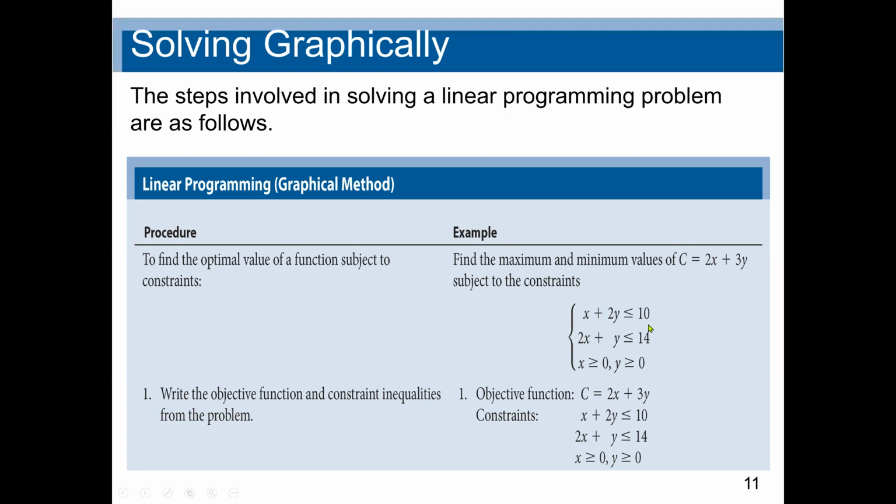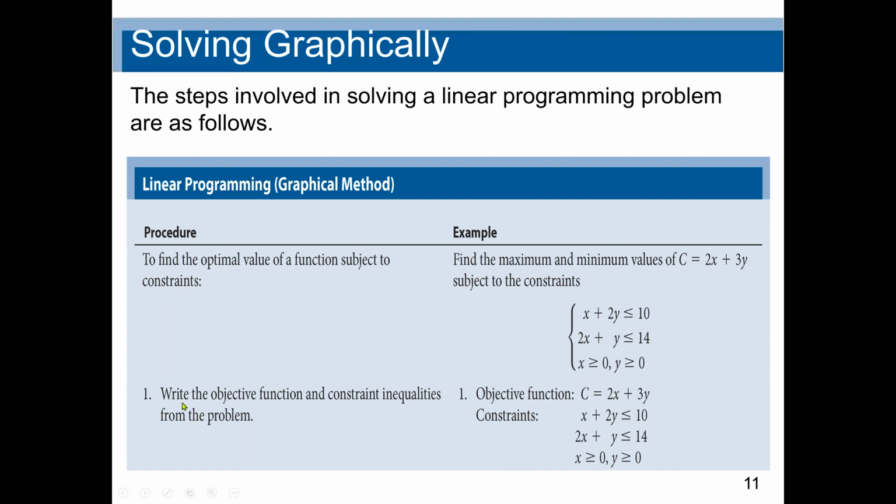The first thing we should do is plot the lines for x plus 2y less than or equal to 10 and 2x plus y less than or equal to 14. Normally, we plot the graph as x plus 2y equal to 10 and 2x plus y equal to 14, two straight lines. Then, based on x and y greater than or equal to 0, we shade the area that meets this condition, only positive values for x and y. So let's go with the steps.